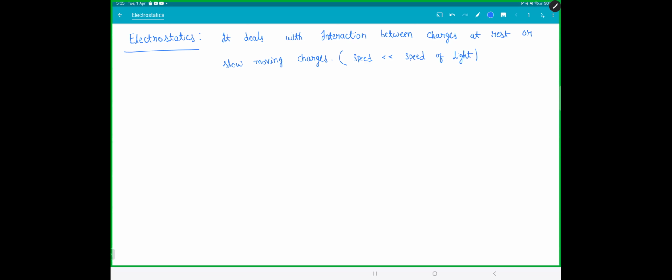When the particles start going pretty fast, things start getting messed up. We'll see what things can get messed up. And also we neglect any magnetic and relativistic effects. A moving charge not only creates an electric field, it also creates something called a magnetic field. We don't want to deal with that right now. So we neglect any magnetic and relativistic effects.